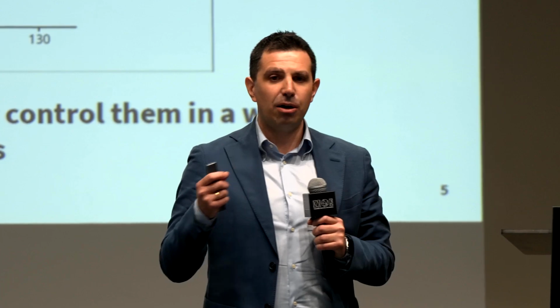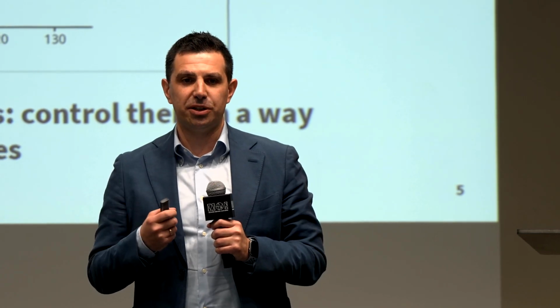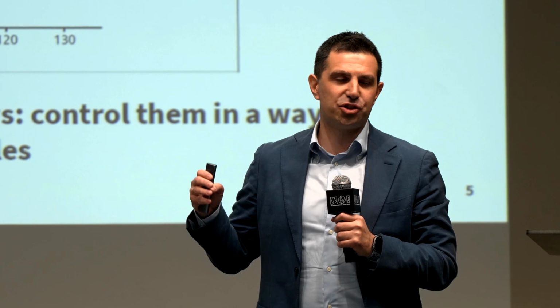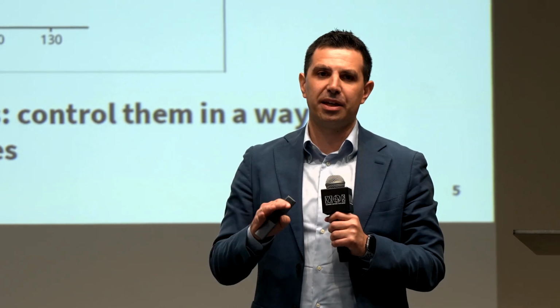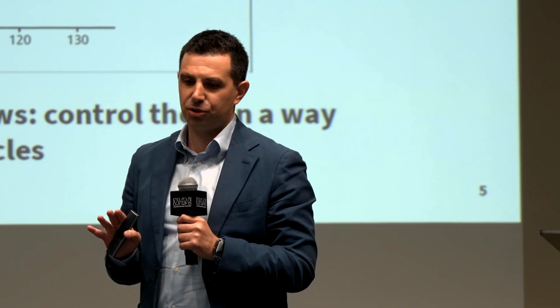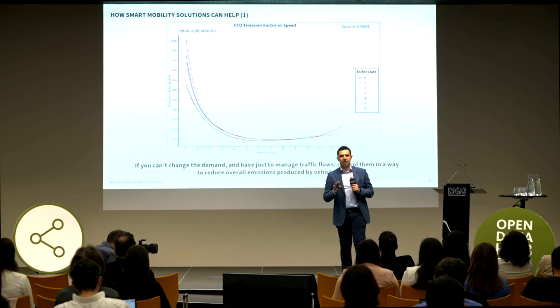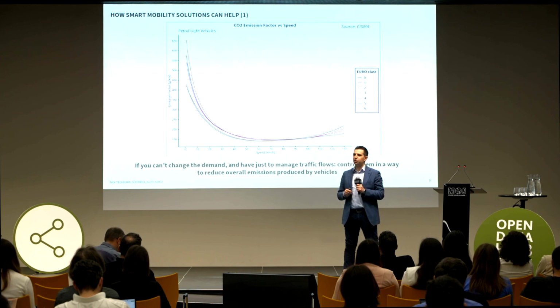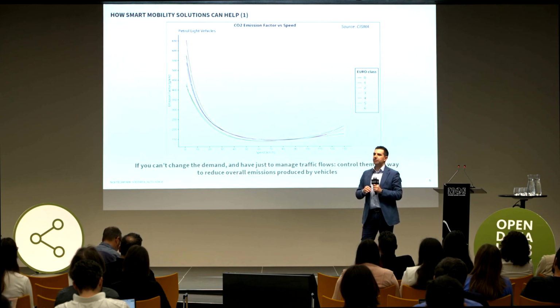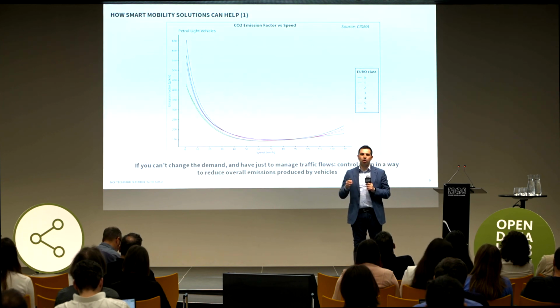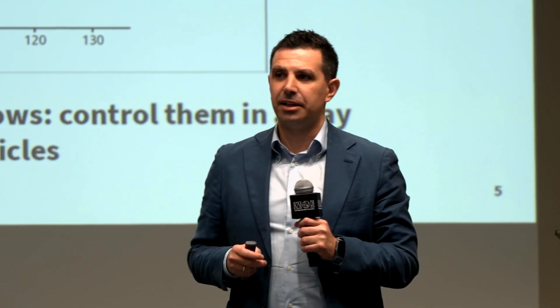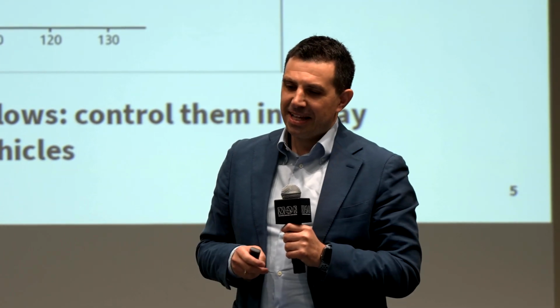Okay, so now the point: how can smart mobility solutions help? Of course, we can tackle these challenges in a lot of ways, but here we are thinking about what digitalization can do. Say I am a road operator, like for example the A22 highway, and I cannot manage demand. I have the traffic and I have to manage it. What can I do? And this picture was kindly provided by CISMA.